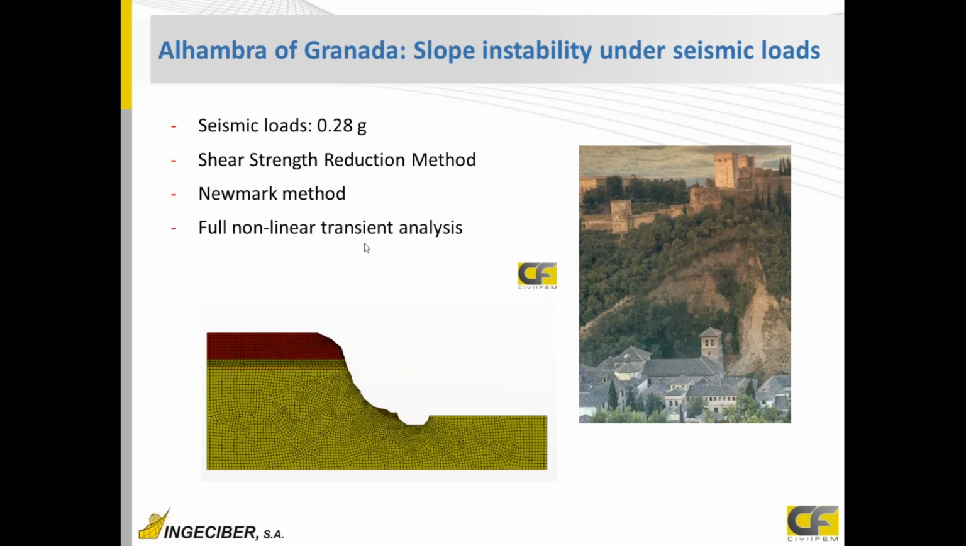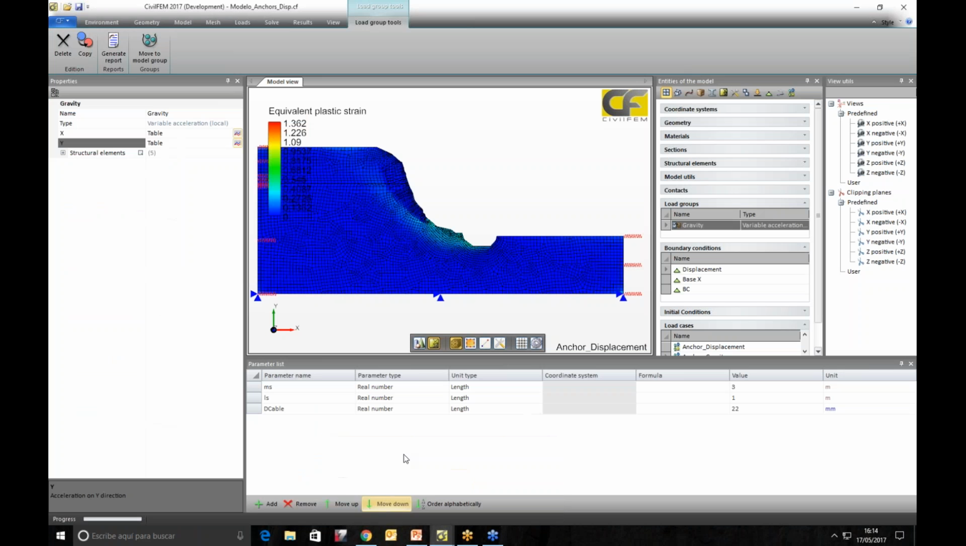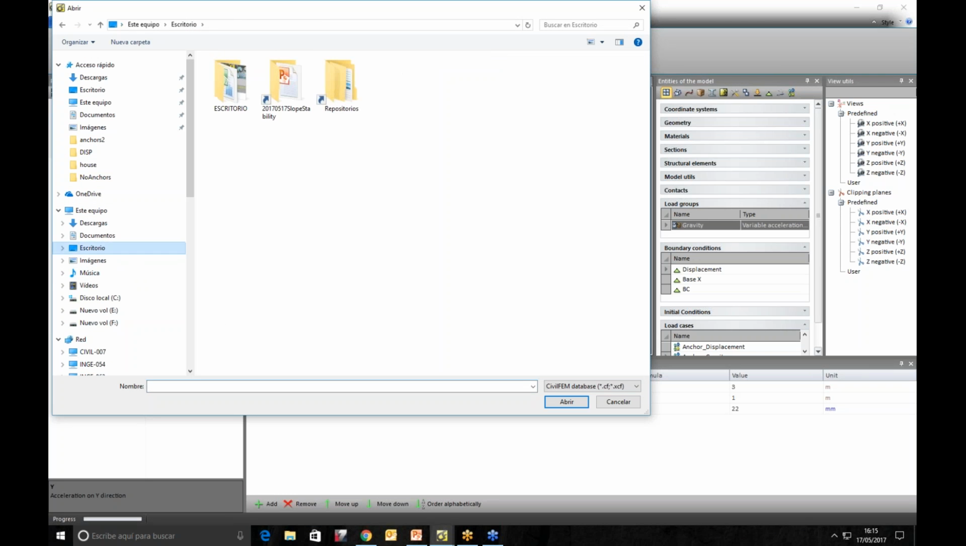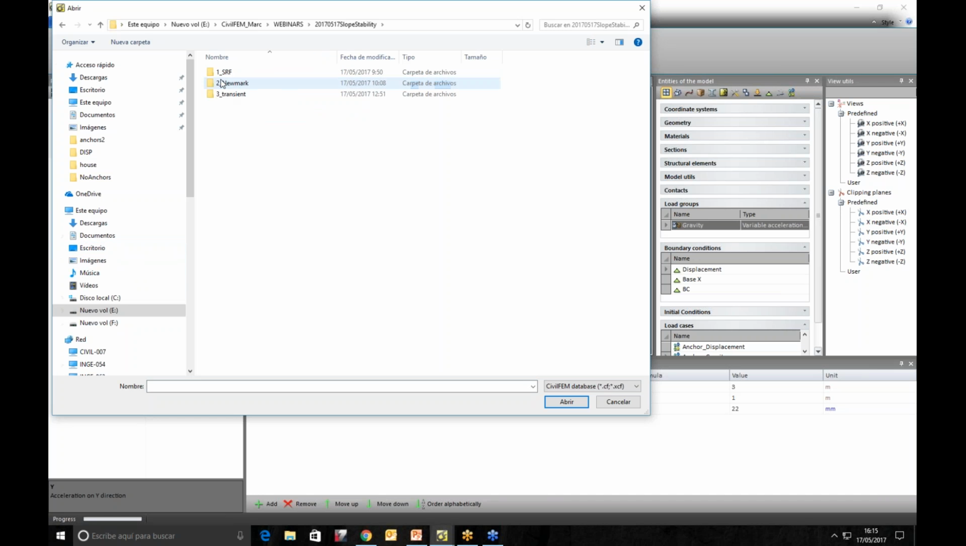And we will follow three possibilities: applying a horizontal load and solving a static analysis, applying horizontal acceleration on the model and solving a static analysis, and from that option going to a full nonlinear transient analysis. So if we open here, we have many models created with different configurations of anchors, and we will present them today.